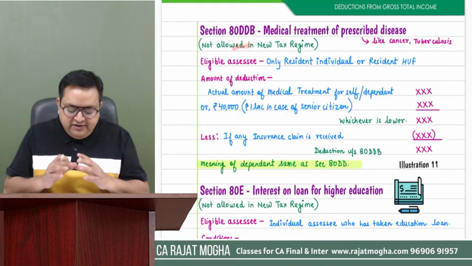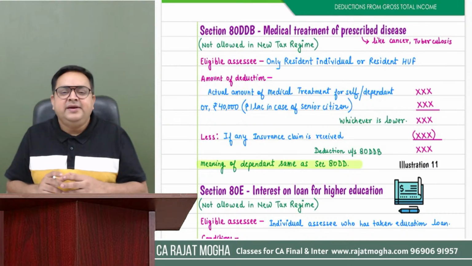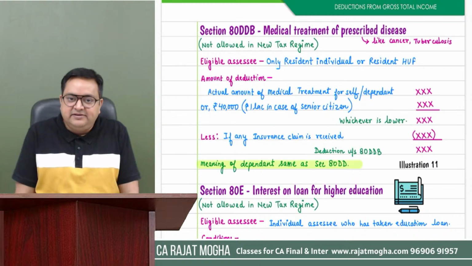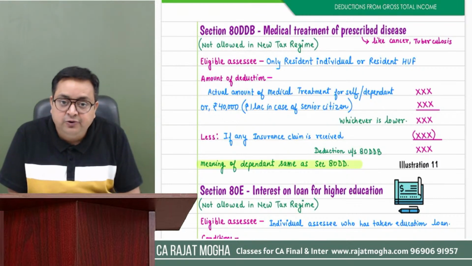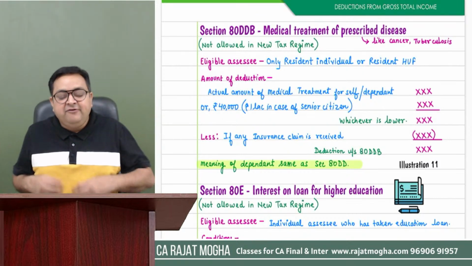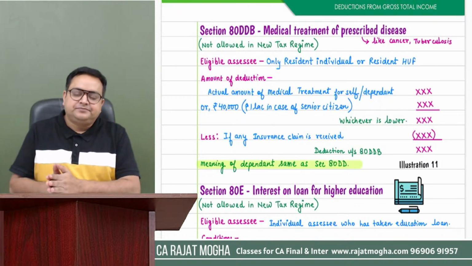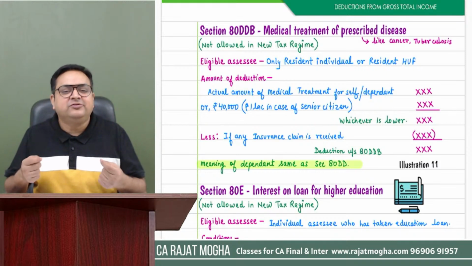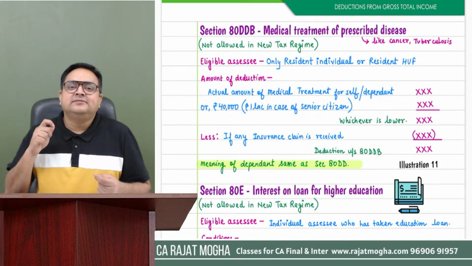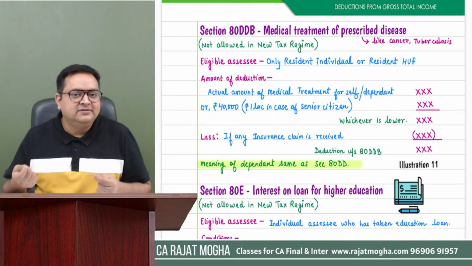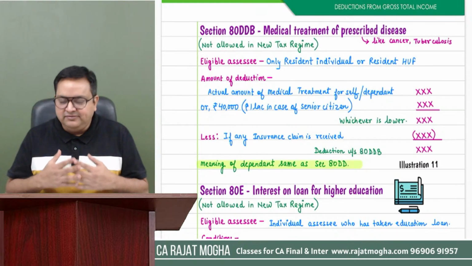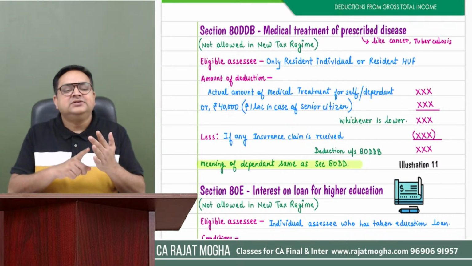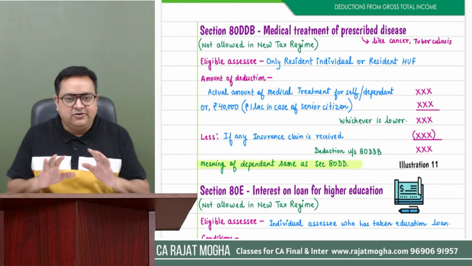The last section in 80DD family is 80DDB. 80DDB is if the assessee is spending some medical expenditure on some specified diseases, some life-threatening diseases like cancer, tuberculosis, HIV, etc. So these are life-threatening diseases. If the assessee is making the medical treatment expenses, let's say for himself or for any of the dependent. Dependent here means the same thing. Spouse, children, parents, brother and sister, all are covered over here.